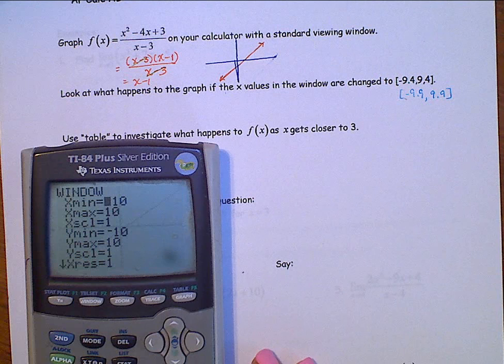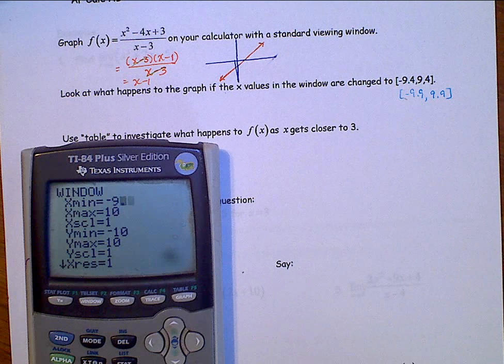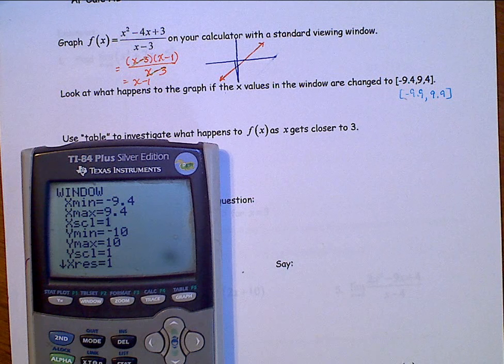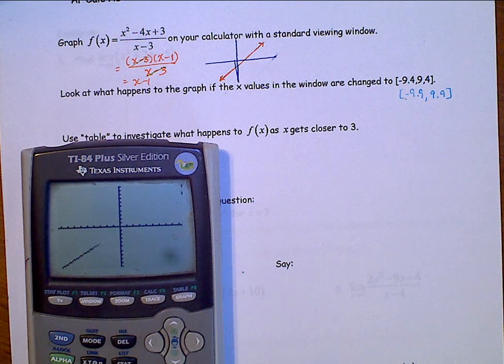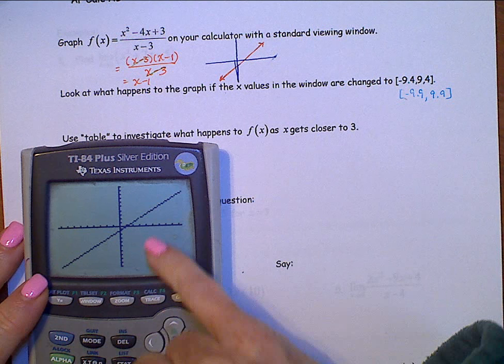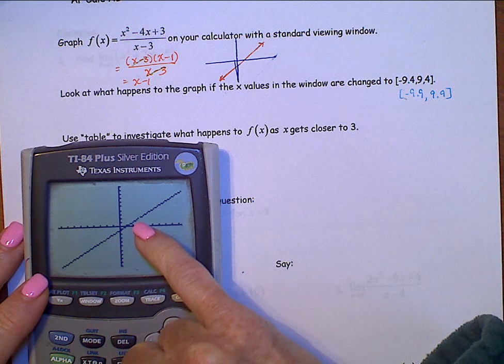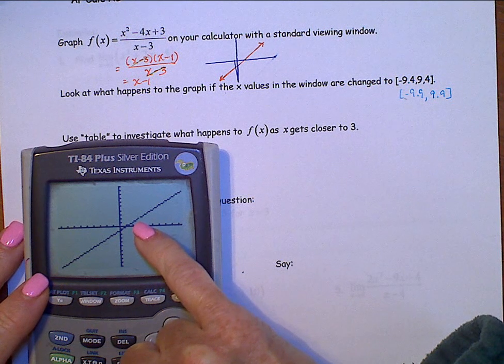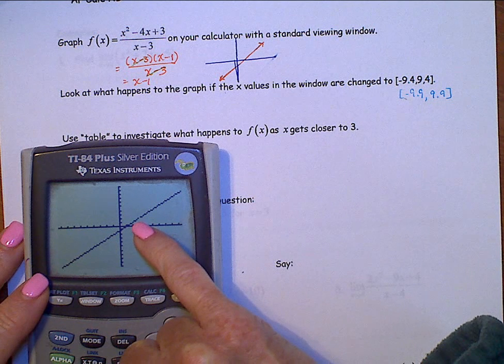They change that a little bit from one calculator to another. But let's change this window, negative 9.4 to 9.4 on my calculator, 9.9 to 9.9 if you have one of the thinner ones, and graph. Oh, we see something different here. You might have to look very closely on your calculator. You should see a little hole sitting right in there. It looks like this line skipped over one of those little pixels.